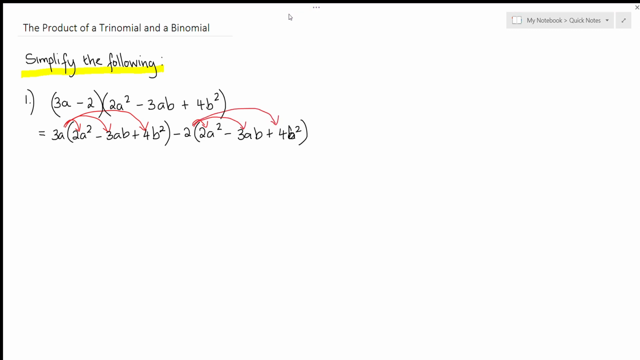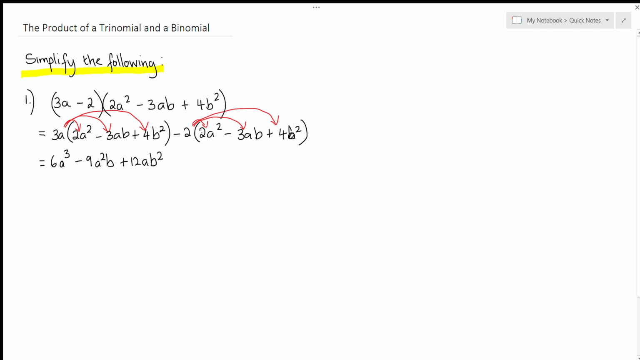Here we're going to go 3 times 2 is 6, and a times a squared is a cubed. 3 times negative 3 is negative 9, a times a squared, b. 3 times 4 is 12, a, b squared. Then we go to the second part.